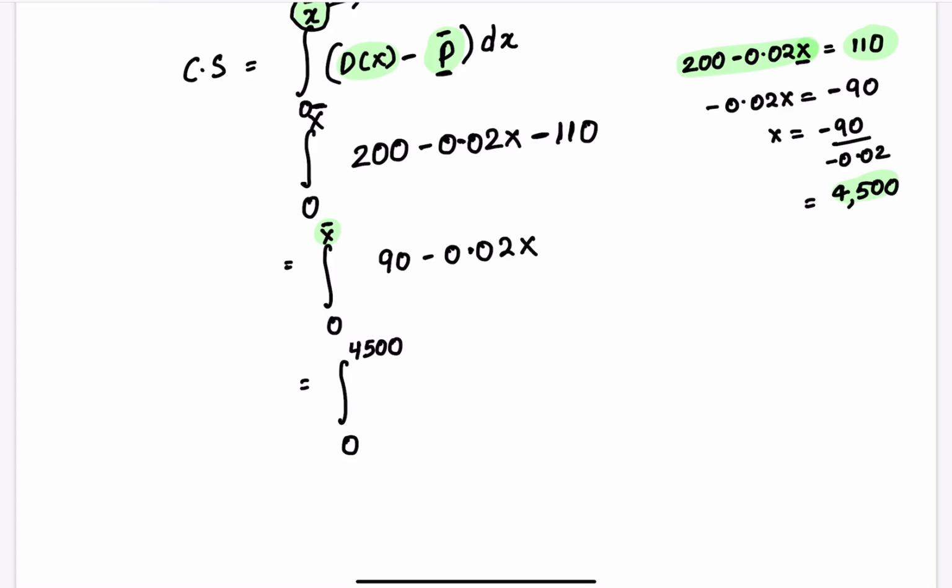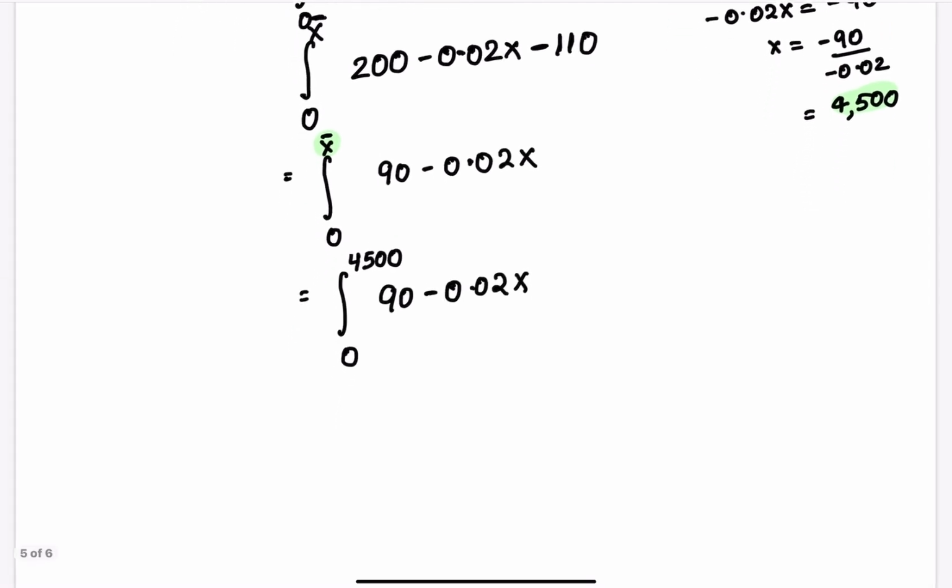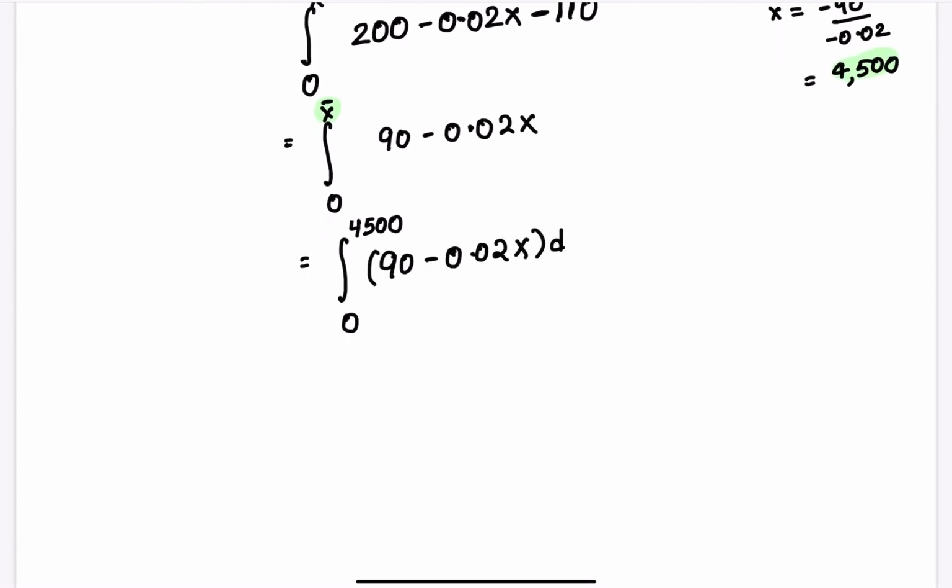So let's go ahead and plug in 90 minus 0.02x. Did I forget the dx? Yes, I did.